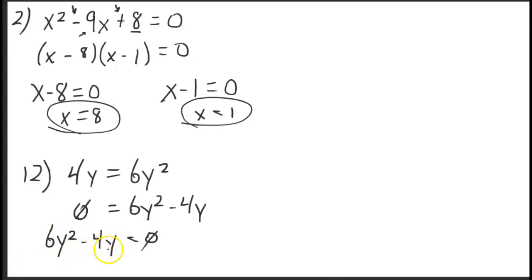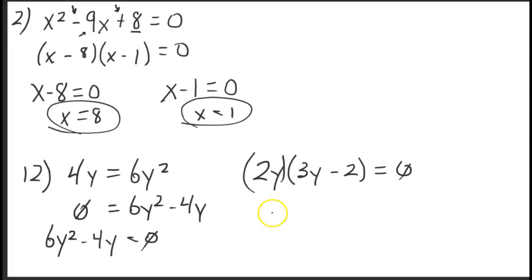Now let's think about the 6y squared minus 4y. I see I could factor a 2y out, and that would be times the factor 3y minus 2. This one's a little bit different. We didn't end up with a binomial. We ended up with this 2y term and then the factor 3y minus 2. But it's still the same thing. We have two factors here: 2y times the factor 3y minus 2.